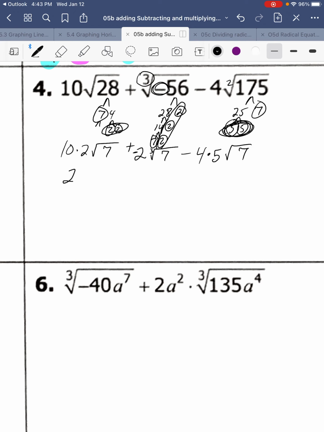All right, let's simplify each term here. The coefficients. 20 square root of 7 plus a negative, I'm just going to make that a subtracting, 2 cube root of 7 minus 4 times 5 is 20 square root of 7.